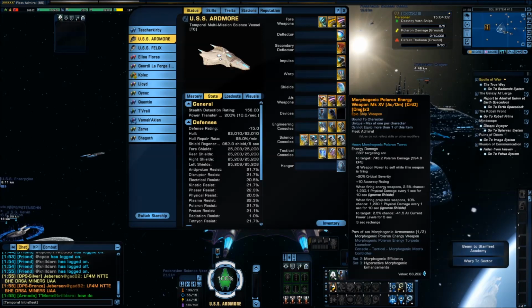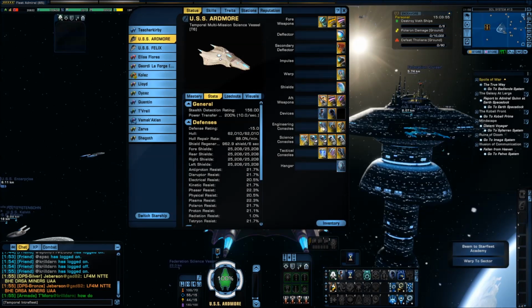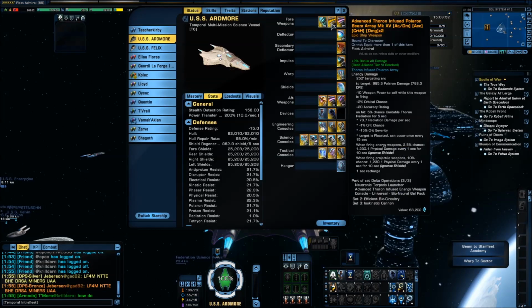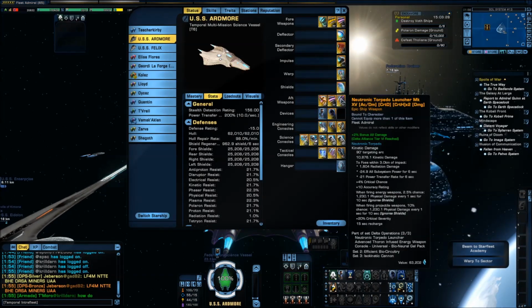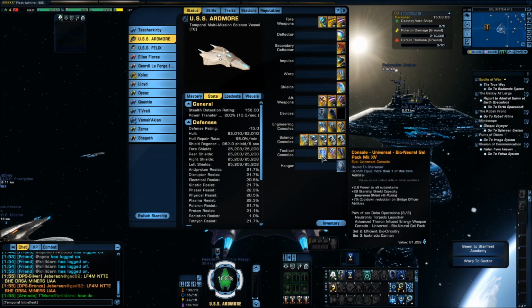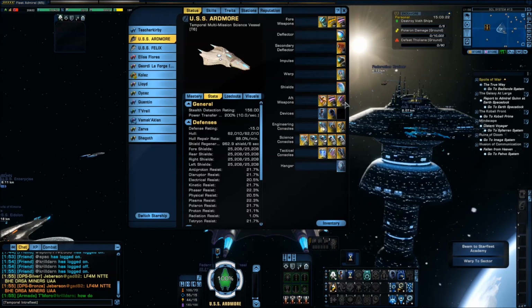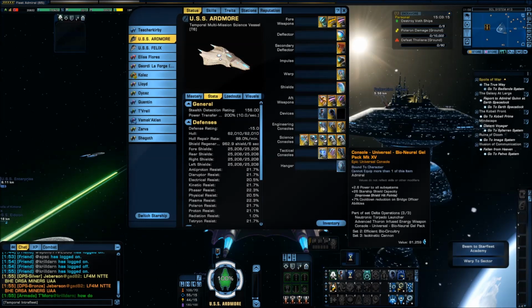I did get the morphogenic polaron energy weapon. Okay. Again, not a necessity. But this one, however, is the advanced thoron-infused polaron weapon. There is an anti-proton variant if you wanted to go with that instead. That is fine. But you must have an advanced thoron-infused beam ray from the Delta reputation, and that goes with the neutronic torpedo launcher and the bioneural gel pack. Now, this three-piece set is not necessarily a must-have.